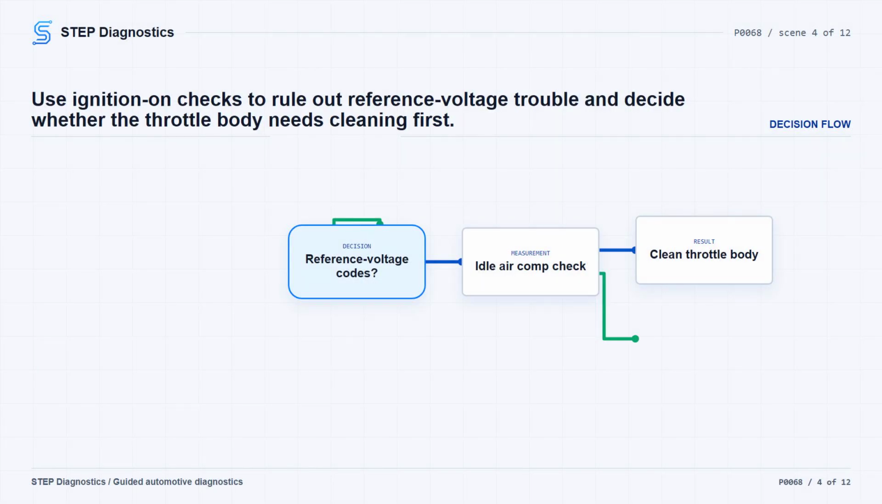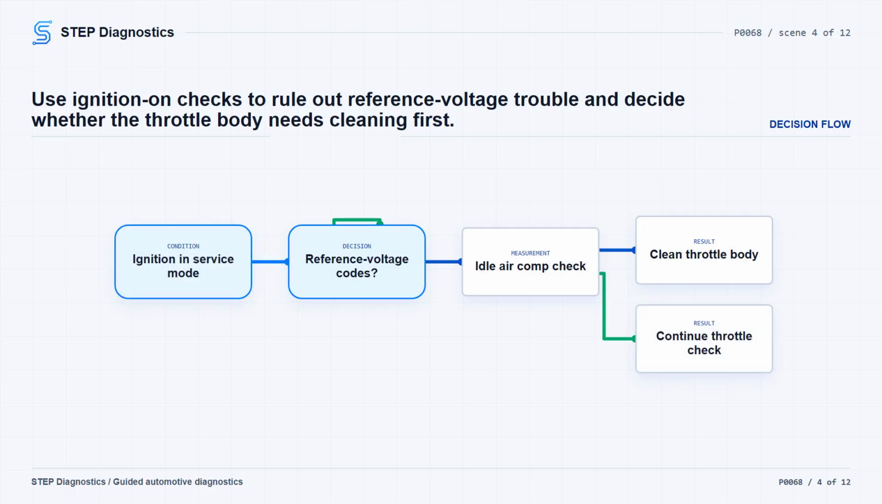Put the ignition on with the vehicle in service mode. First, make sure the related sensor reference voltage code group is not set. If any of those are present, do not keep chasing P0068 yet. Handle that circuit problem first. If they are not set, look at throttle body idle airflow compensation. It needs to be less than 90%. If it is 90% or greater, the next path is throttle body cleaning. If it is less than 90%, continue with the throttle control check.